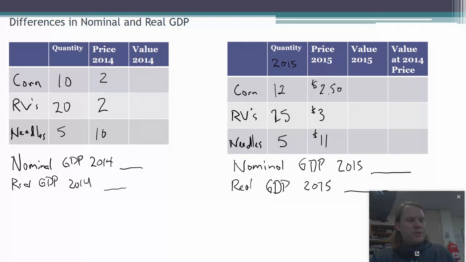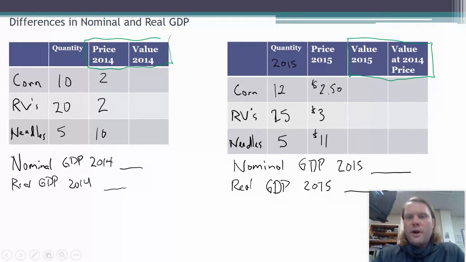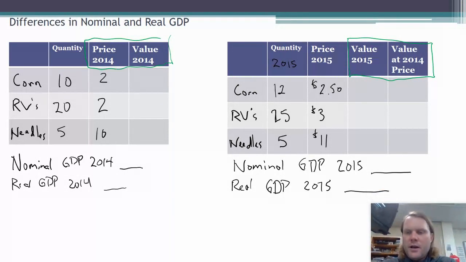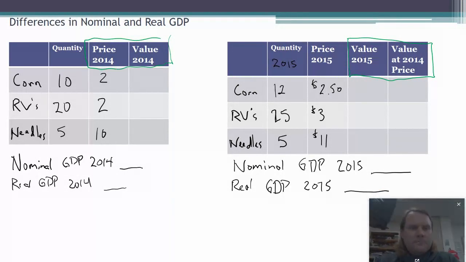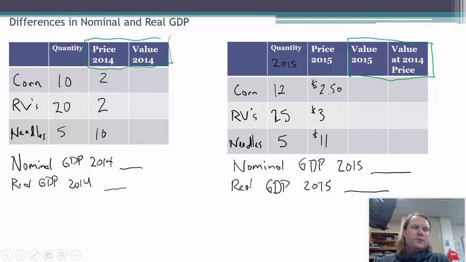Okay, so let's solve some GDP problems here. I already have some things filled out. As you can see, we have two different years: 2014 and 2015. We want to compare these prices, and we're going to eventually show how much they change from one year to the next. The first thing we've got to do is figure out the GDP. Let's do some quick math. You can do this on your own. You'll have a chance on the next one to do it if you want to pause it.